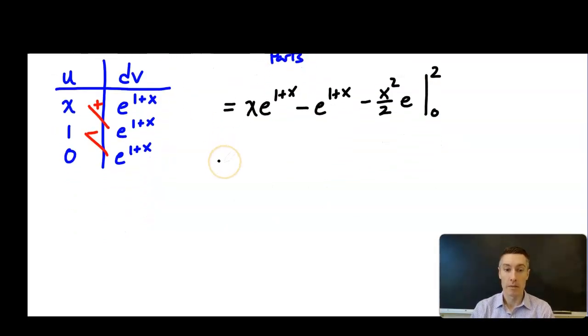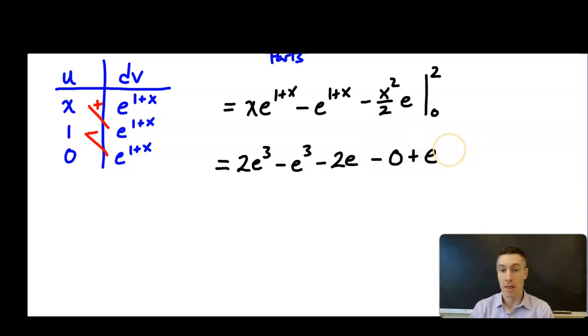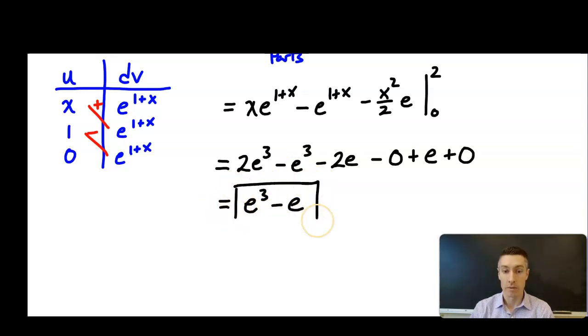Now we plug in, so we get equals 2e to the third minus e to the third minus 2e. And then if we plug in 0, we'd have 0. And we'll write it out, so minus 0, and then plus e, and then plus 0, distributing that minus to each of these terms. So then that would give us e to the third minus e. So a little different here with this iterated integral requiring integration by parts.